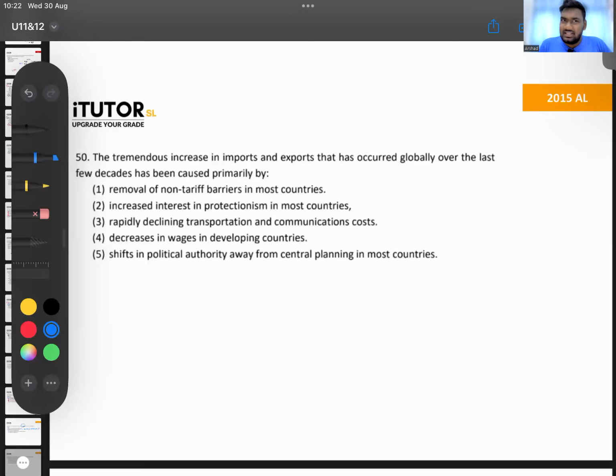Looks like number 3, right? International trade. So remember, some of you will tell me number 1, removal of non-tariff barriers. Just because you remove non-tariff barriers, do you think international trade increases? Non-tariff barriers are quotas and stuff. But while removing those, what if you put big tariff barriers? What if you put huge import duties and all of those? So why has global trade increased now?